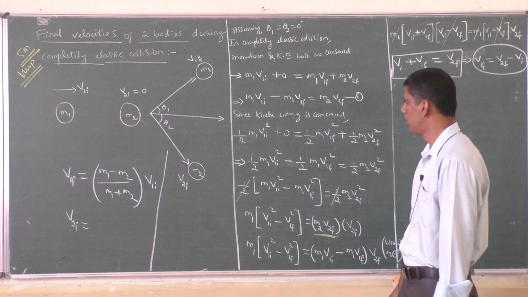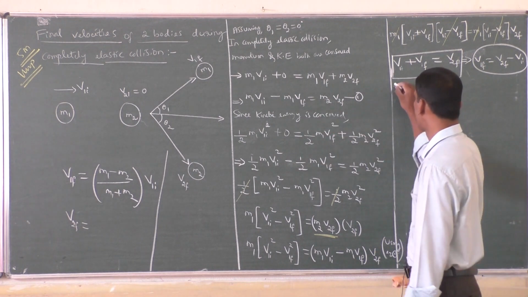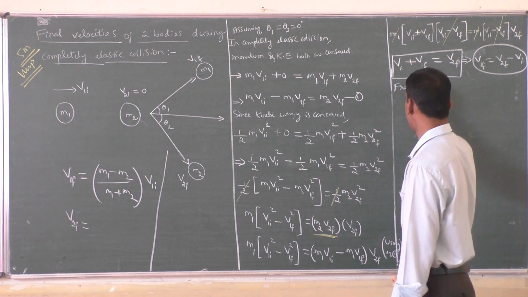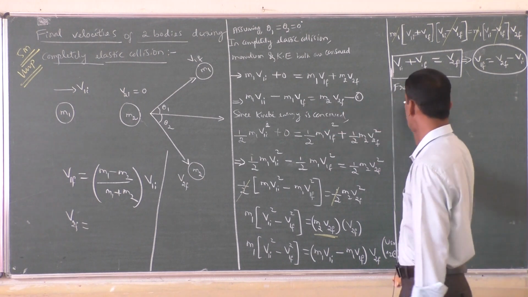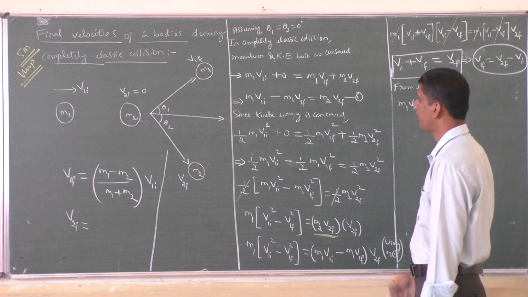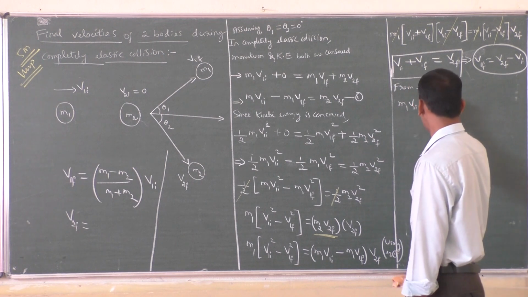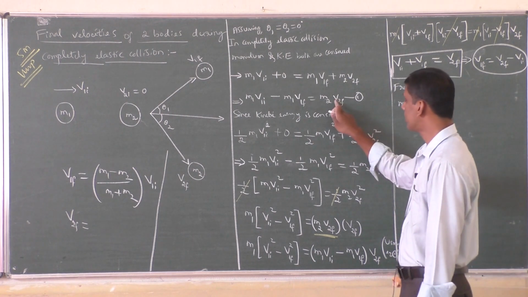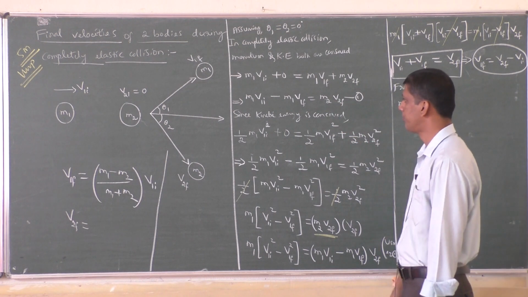Now consider this equation from equation number 1. From equation number 1 we can write it as m1 v1i minus m1, we have to obtain the formula for v2f.